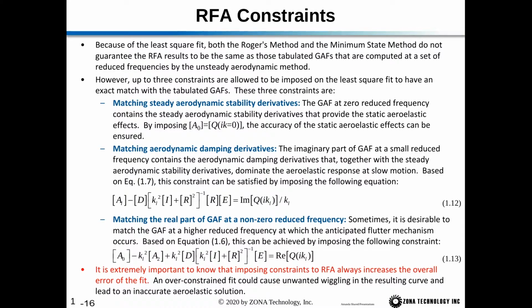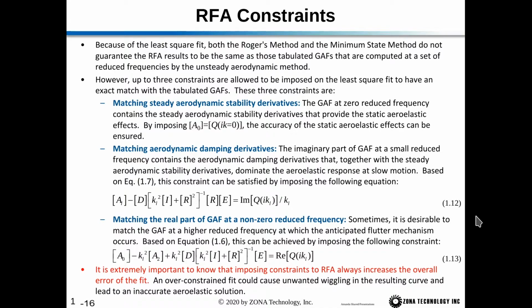The imaginary part of the GAFs at a small reduced frequency contains the aerodynamic damping derivatives that, together with the steady aerodynamic stability derivatives, dominate the aeroelastic response at slow motion. Now, based on equation 1.7, this constraint can be satisfied by imposing equation 1.12, where we're matching the imaginary part of Q of ik over k.